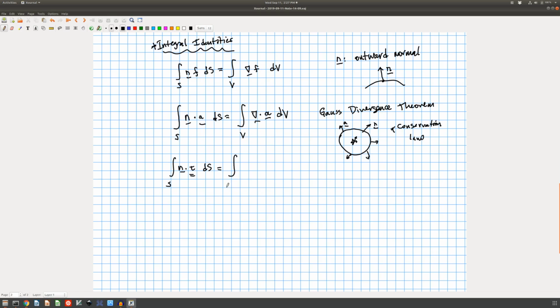But here it is for completeness' sake. So I can rewrite this as del dot tau dV. So I can have a scalar, a vector, or a tensor, and all of those. That was a little supplement I wanted to add. Thank you very much.